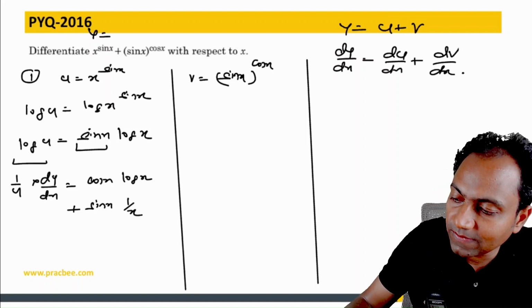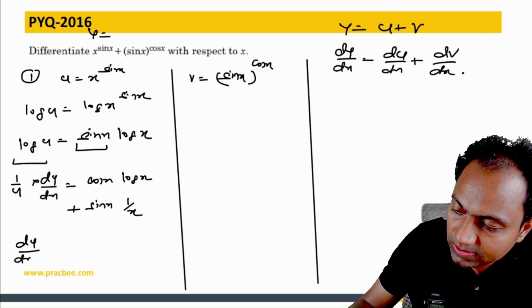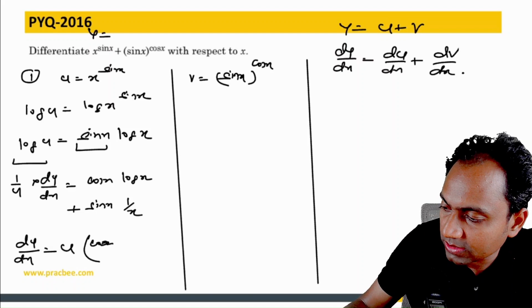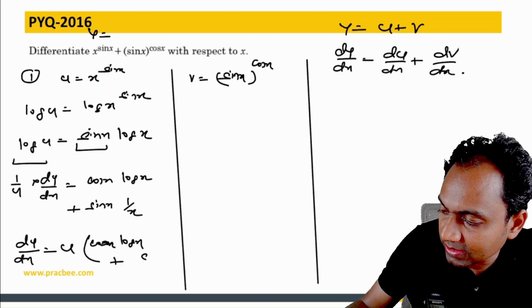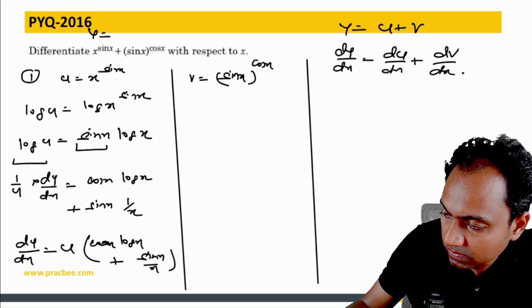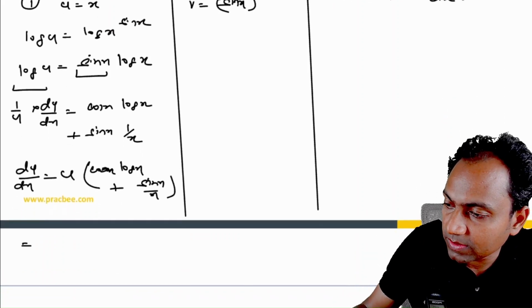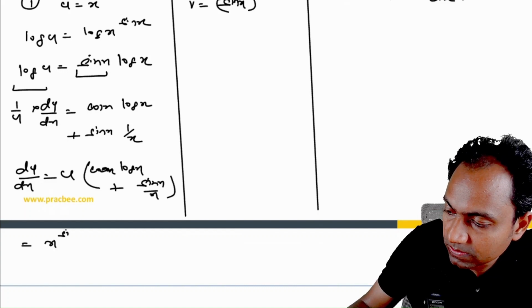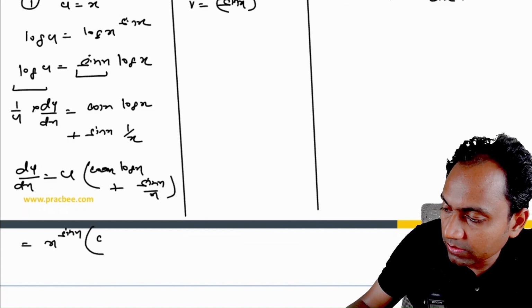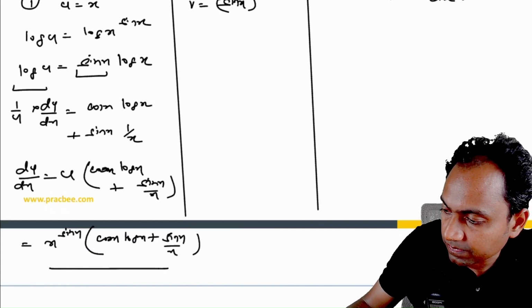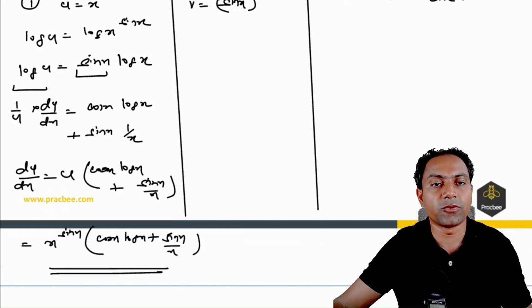Once you have done this, the value of du by dx comes out to be u into cos x log x plus sin x by x. And if I do that, the value of u we can put as x raised to the power sin x into cos x log x plus sin x by x. So we have figured out the value of du by dx.